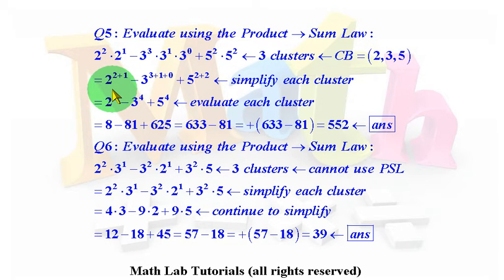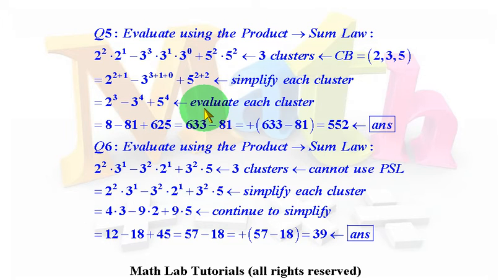Again, we can use the product sum law. The first cluster becomes 2 to the power 2 plus 1. Minus sign, drop it down. The second cluster becomes 3 to the power 3 plus 1 plus 0. Then we hit a plus sign, drop it down. The third cluster is 5 to the power 2 plus 2. Again, you simplify the exponents for each cluster. Over here, we get 2 to the power 3. Drop the minus sign down, we get 3 to the power 4. Drop the plus sign down, we get 5 to the power 4.